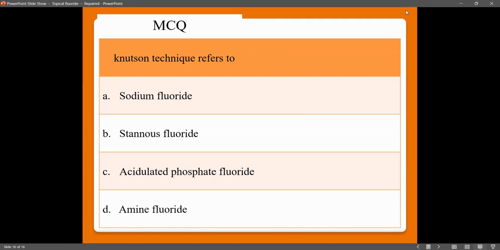So these are all the MCQs related to topical fluoride. I have discussed all of this in relation to the NEET examination. So remember, when you take a topic, study all the related one-word facts and make sure that you master that topic. All the very best for your NEET examination. Thank you.